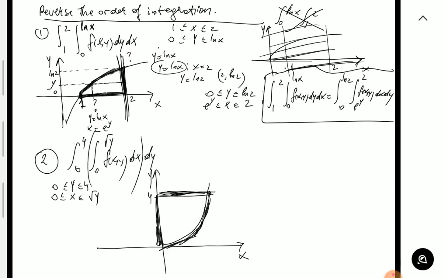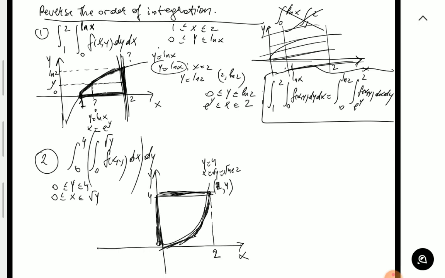Let's figure out the intersection point. The intersection point is between y equals 4 and x equals square root of y. That means if y is 4, x equals 2. So the bounds for x are actually 0 to 2. This point is (2, 4).